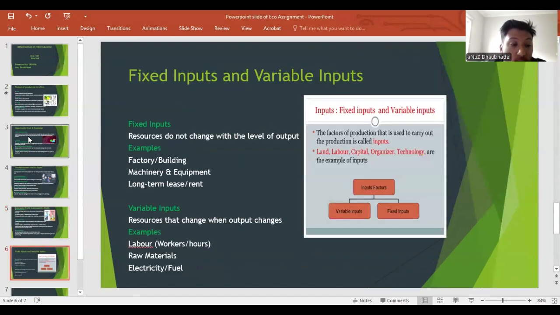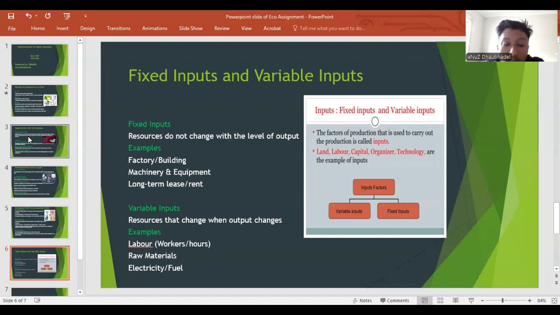So, the next question is fixed inputs and variable inputs. Fixed inputs are resources that remain constant regardless of how much a firm produces. Even if output increases or decreases, these inputs do not change in the short run. Businesses commit to these resources for a long period. They cannot easily be adjusted because they involve long-term decisions and higher costs.